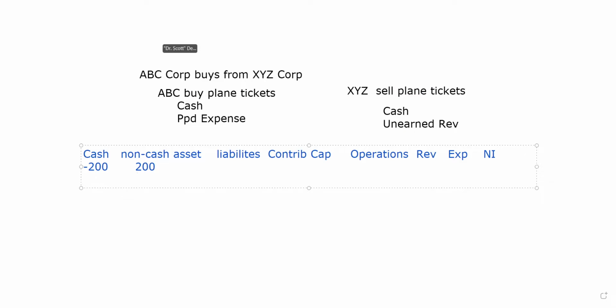It's not cash. It's one balance sheet account, one income statement account. I've got expense of 200. I've got net income of negative 200. I go back here, contributed capital, retained earnings is down 200. That make sense? That's my adjusting entry. Call it AJE. So that's what's going on.